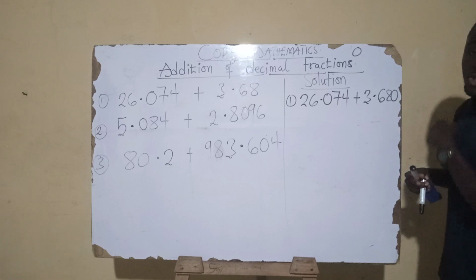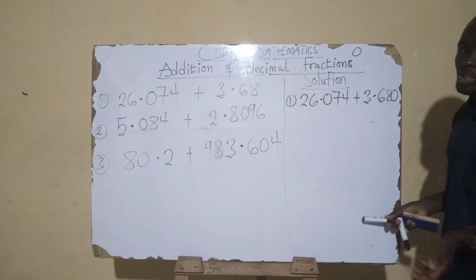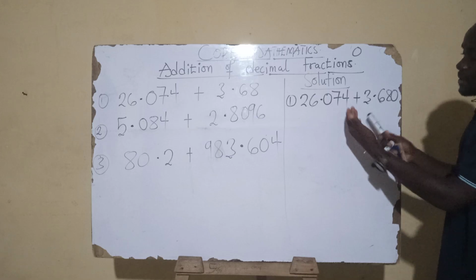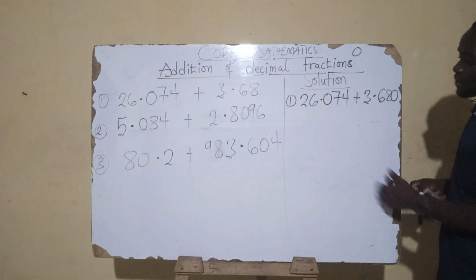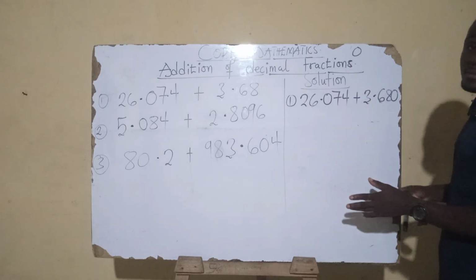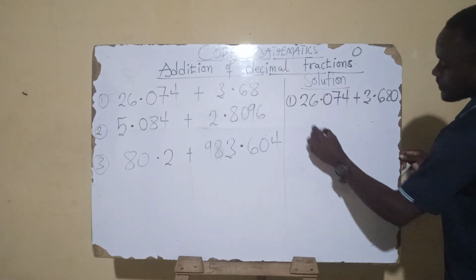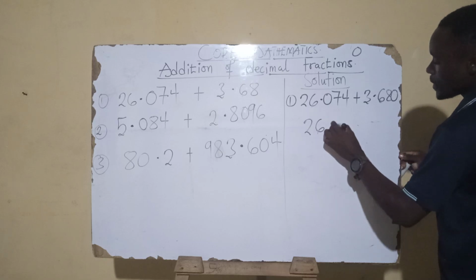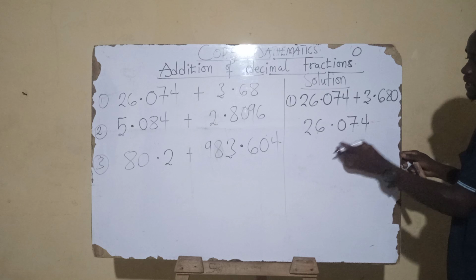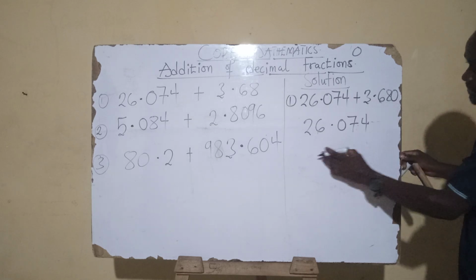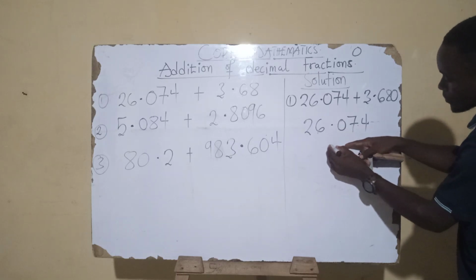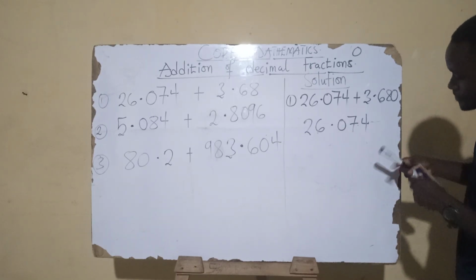Now this does not change the value. It doesn't change any value. It is still as it is. So now we can easily arrange and then add it. Arranging it, I can decide to bring this one up or this one up. So let's start with this one first. I have 26.074. Then I'll write this one under it, but before this one comes under it, I have to make sure that the decimal points are in line. So the decimal point will be in line as we have here.